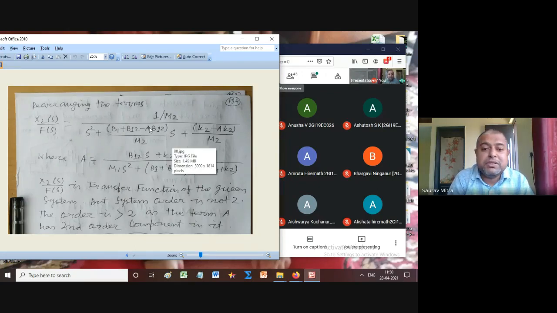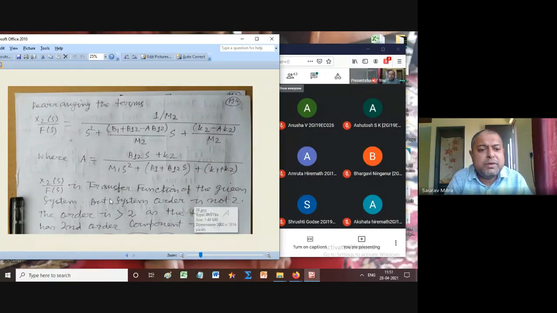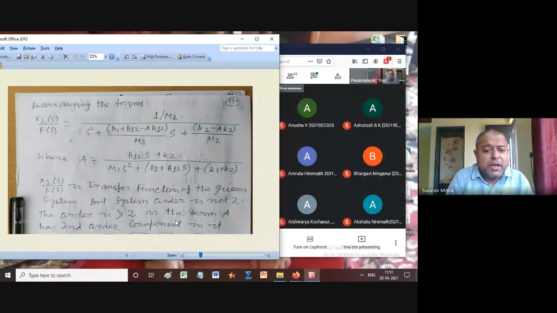Okay, so that a value you can substitute here, and you will have a very big equation. So you will most probably have order equal to 4. The order of the system will be 4, because there are two masses and there are springs and all these things. So X2(s) by F(s) is the transfer function of the given system, but the system order is not 2. Here you are finding 2 because a is there. A also has a square term inside it, so the order is greater than 2. Actually the order is 4, because the term a has second order components in it.